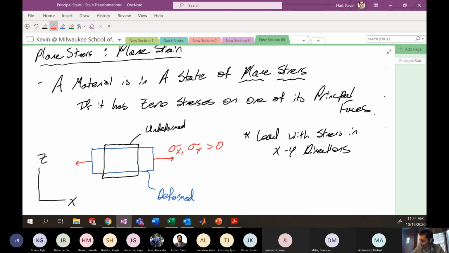We would notice here, obviously, that epsilon x, the strain in x, and if we rotated this 90 degrees, epsilon y would be greater than 0. If we say that this element is in a state of plane stress, we'll say that there is no stress on the Z surface.